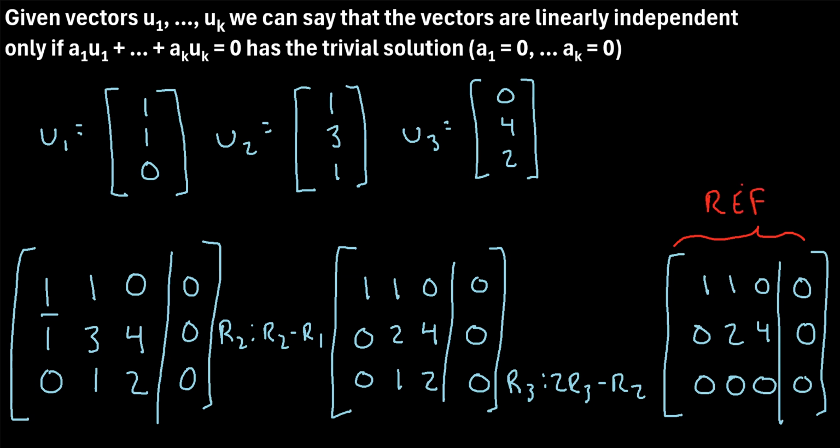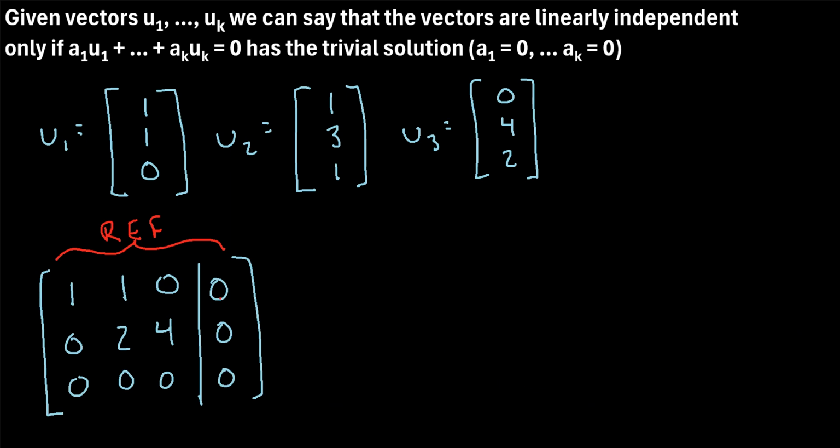And we want to know, what are the solutions to this matrix? So I'm going to rewrite this matrix over here and make a little room. So if we were to write the values of this row echelon form matrix in terms of a1 through ak, here's what that would look like. The first row would be 1 times a1 plus 1 times a2 plus 0 times a3 is equal to 0. The second row would be 2 times a2 plus 4 times a3 is 0. And notice in this last row, we have all zeros.